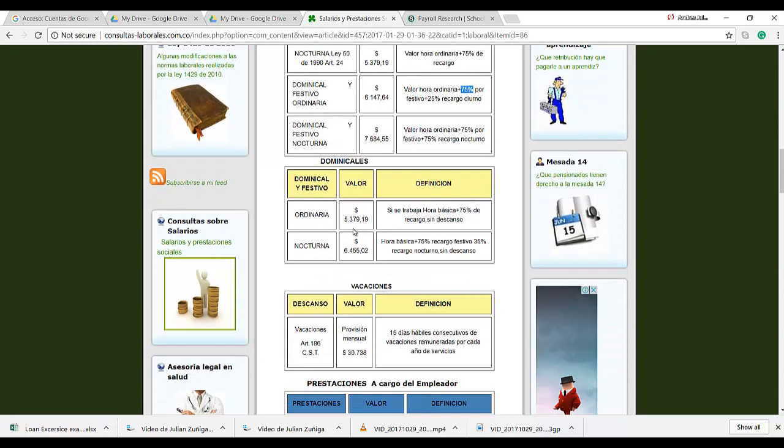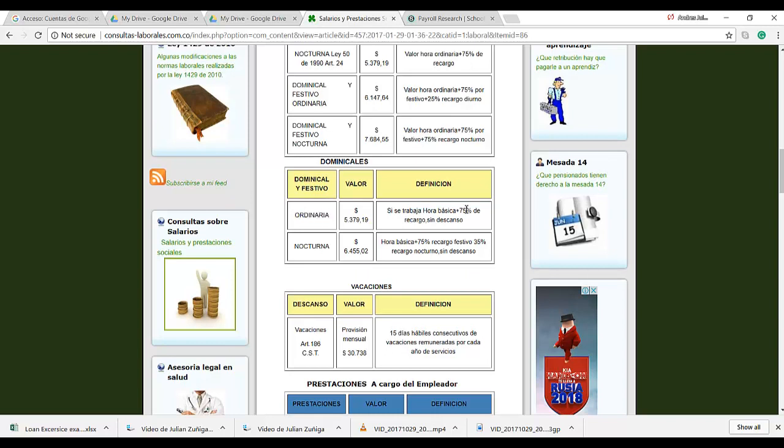Then we have Sundays. On Sundays, we have two different categories. We have an ordinary Sunday, okay, which is 75%, and we have Sundays or holidays during the night. Remember that night starts at 10 p.m. So this would be 75% plus another 35% increase, which will be 110%, okay?